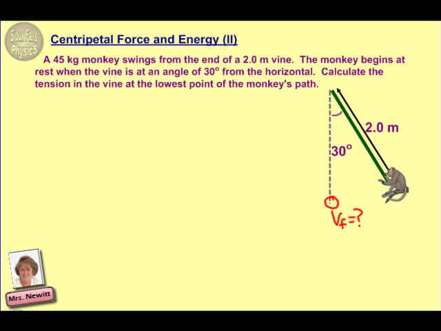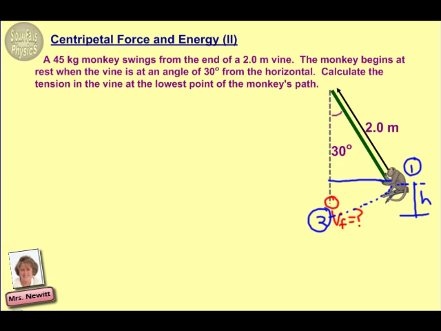Now remember, with energy, the first thing you want to do is mark out the 2 points that you will be using. So our starting point up here, 30 degrees, will be 1. The bottom point will be 2. And you may recall from our unit on energy that when you're dealing with a circular path such as this, what we really need to know is how high the monkey is between his initial starting point and his lowest point in the path. The shortcut to finding that is to split this little triangle up into 2 pieces.